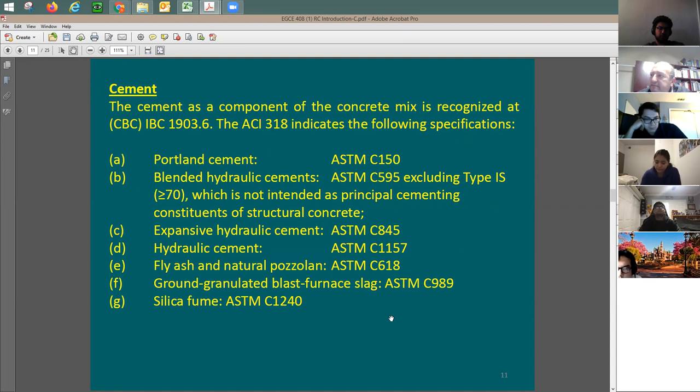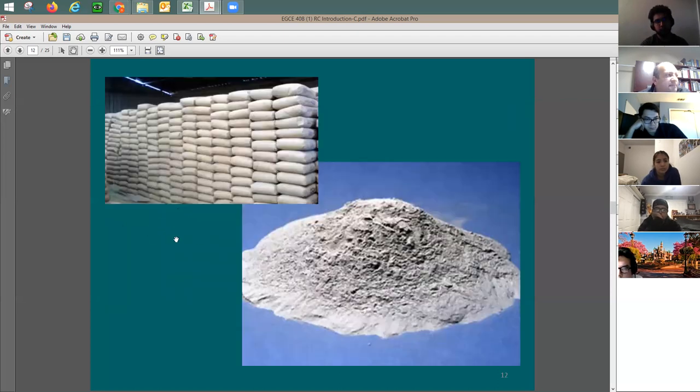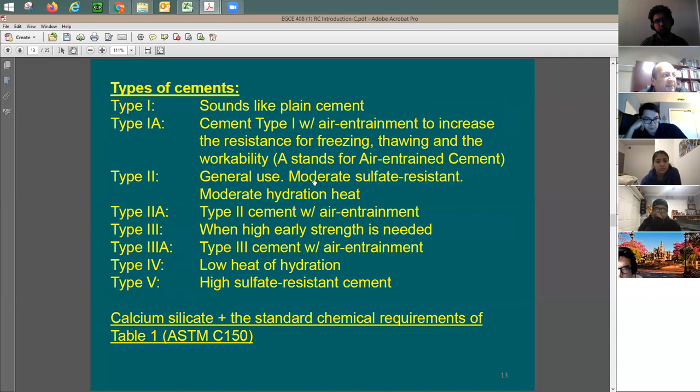The type of cements that you should expect: we have two common types, which is what you see here in the market. We have cement type 2 and cement type 5. Type 2 is like the general use. Type 1 and type 1A, you don't really see in the market. So the two types you see in the market are type 2, which is the regular cement, and type 5.